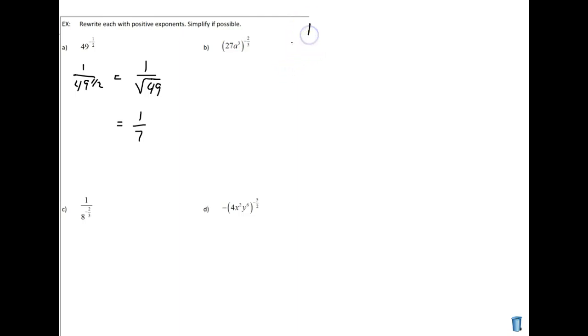Similarly, if I have here 27a to the 3rd, and I'm raising that to the negative 2/3 power, that becomes 1 over the cube root of 27a to the 3rd, and then I'm going to square that. So the cube root of 27a to the 3rd becomes 3a, and then I'm going to square it. So then what I have is 1 over 3 squared, which is 9, and a squared is a squared.